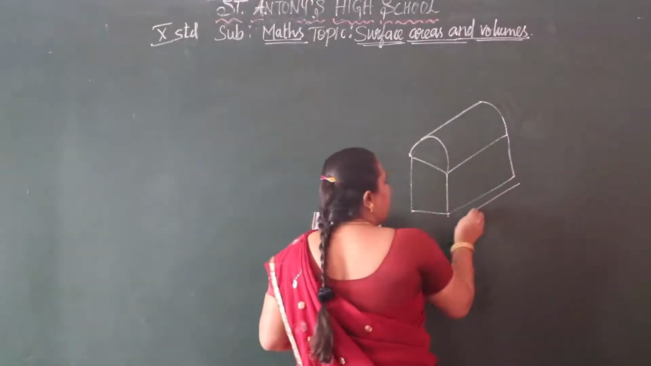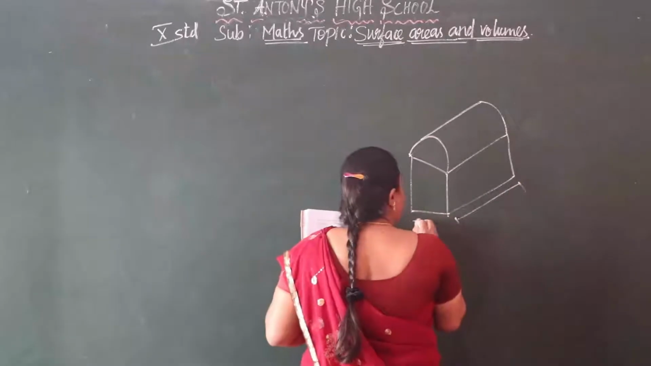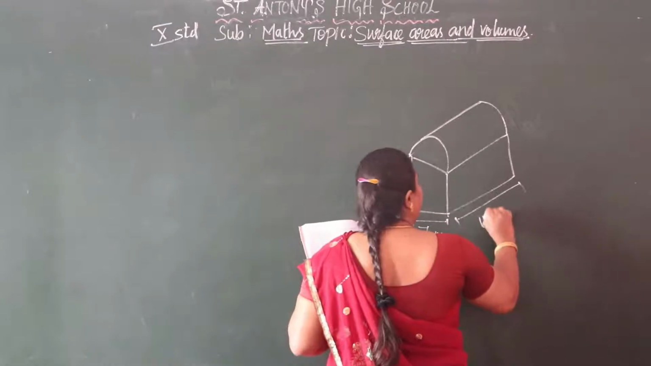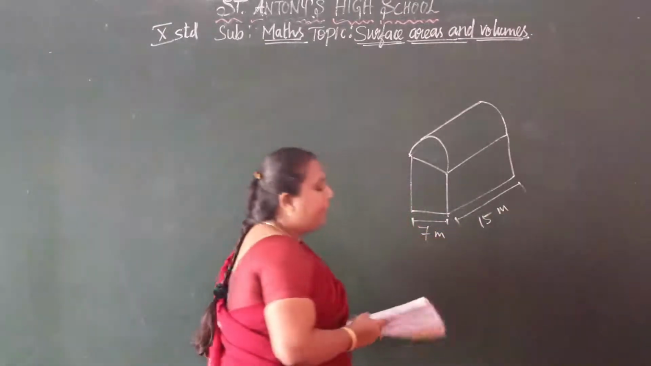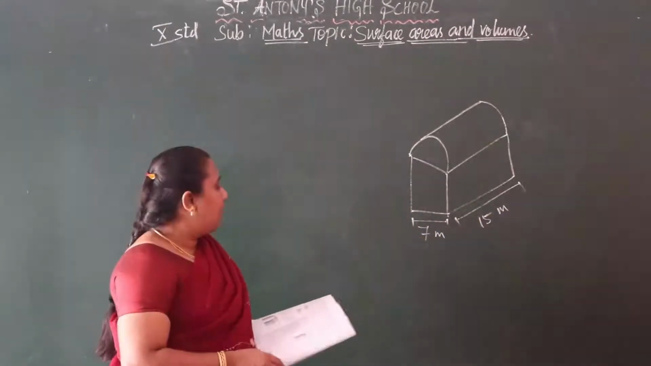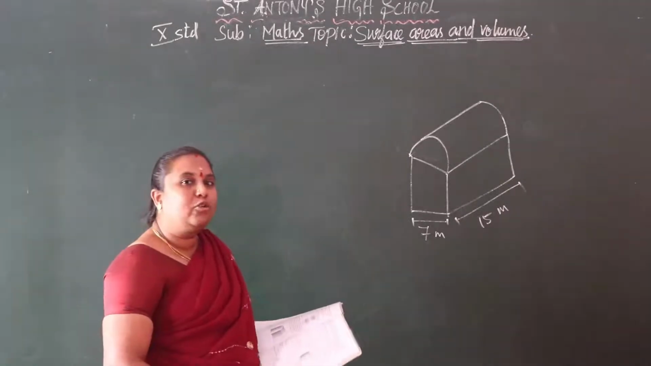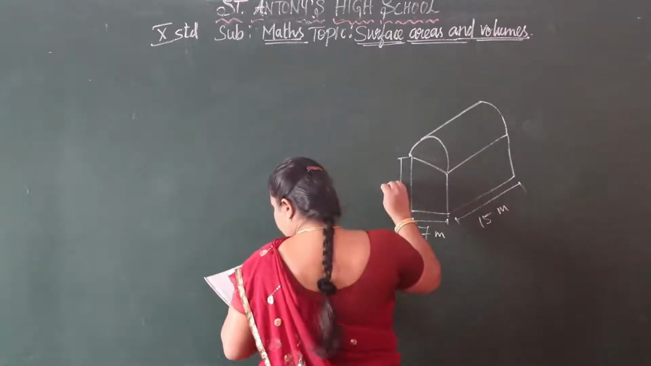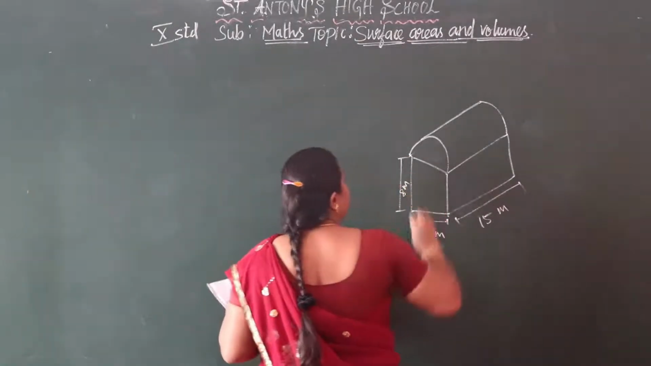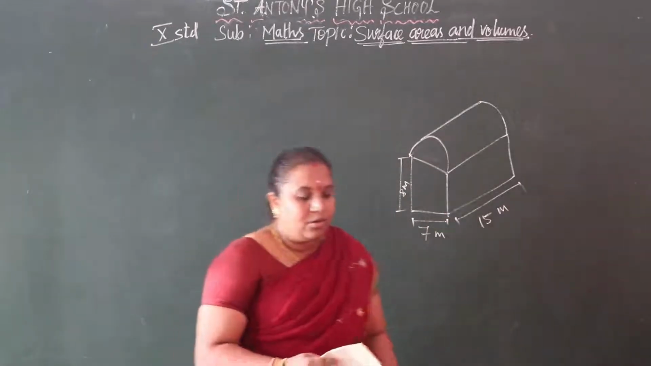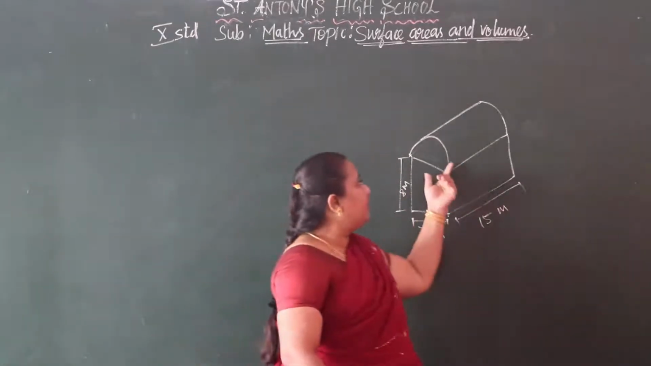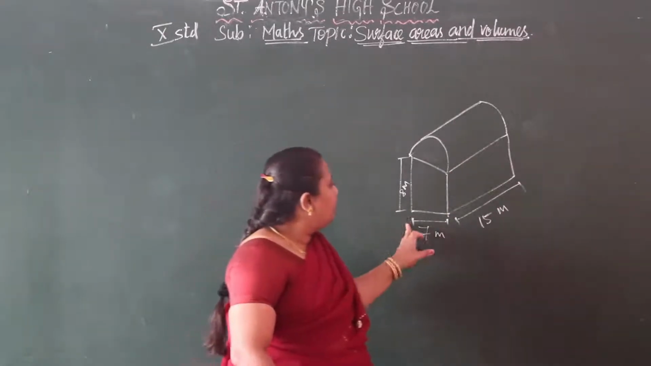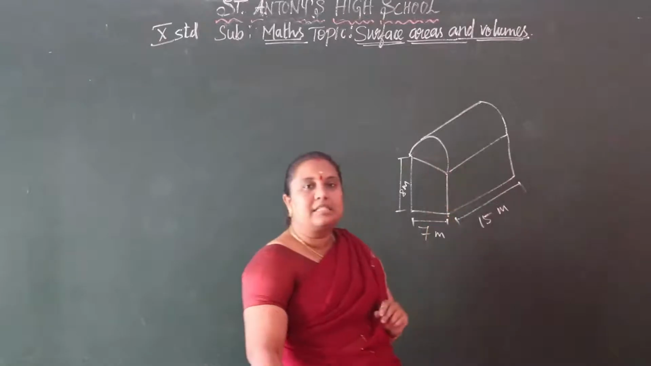So the base dimensions are 7 meter into 15 meter. Here we have the height of the cuboid given. What is the height of the cuboid? 8 meter. There are no given measurements for the cylindrical shape that is surmounted on the cuboid, so it has the same measurements as the cuboid.